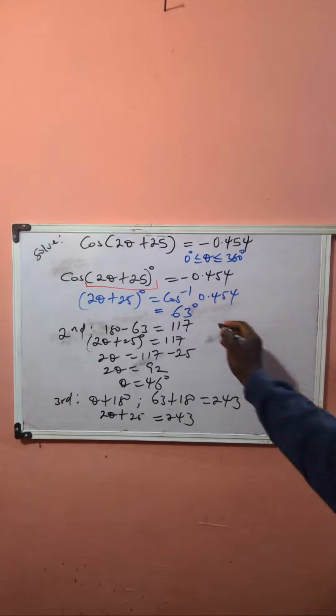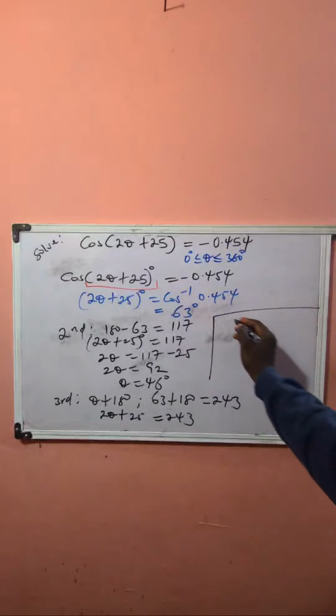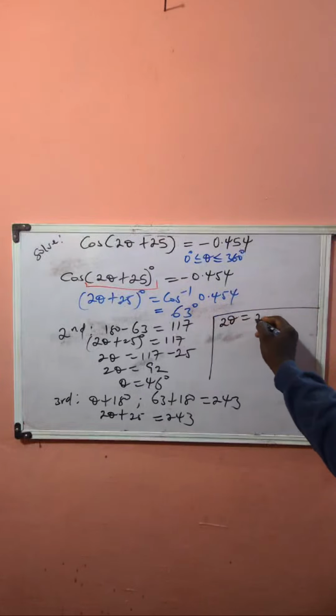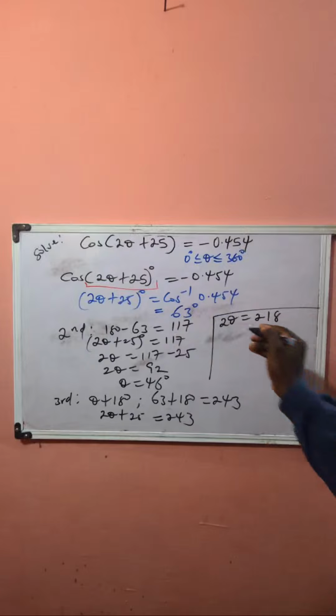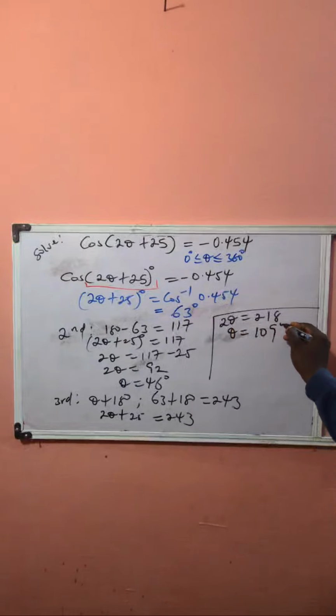Let me manage this space right here. So this will be 2 theta equals 218. Dividing both sides by 2, I will have my theta to be 109 degrees.